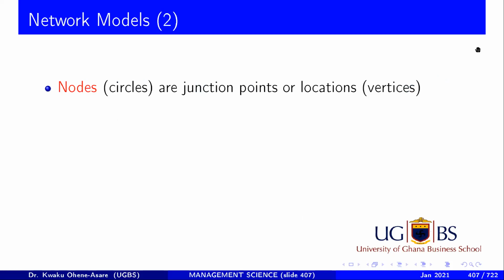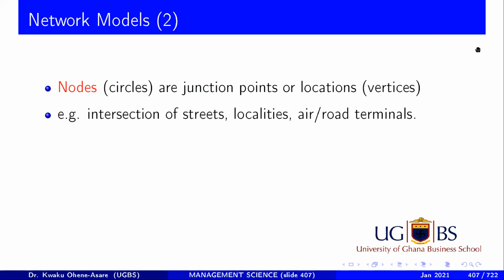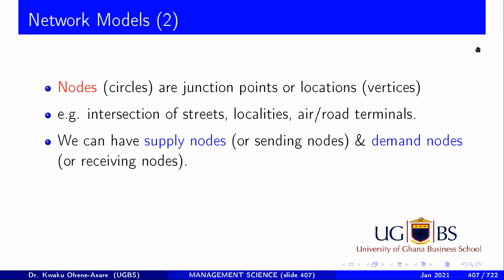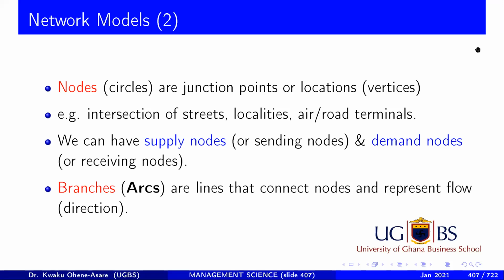So what is a node? Nodes are usually circles, junctions, locations, vertices, points. An example is the intersections of a street, or road terminals. We can have supply nodes and demand nodes. A supply node is the one that is supplying the items, and a demand node is the one receiving the items. What items? It can be anything from human beings to cars.